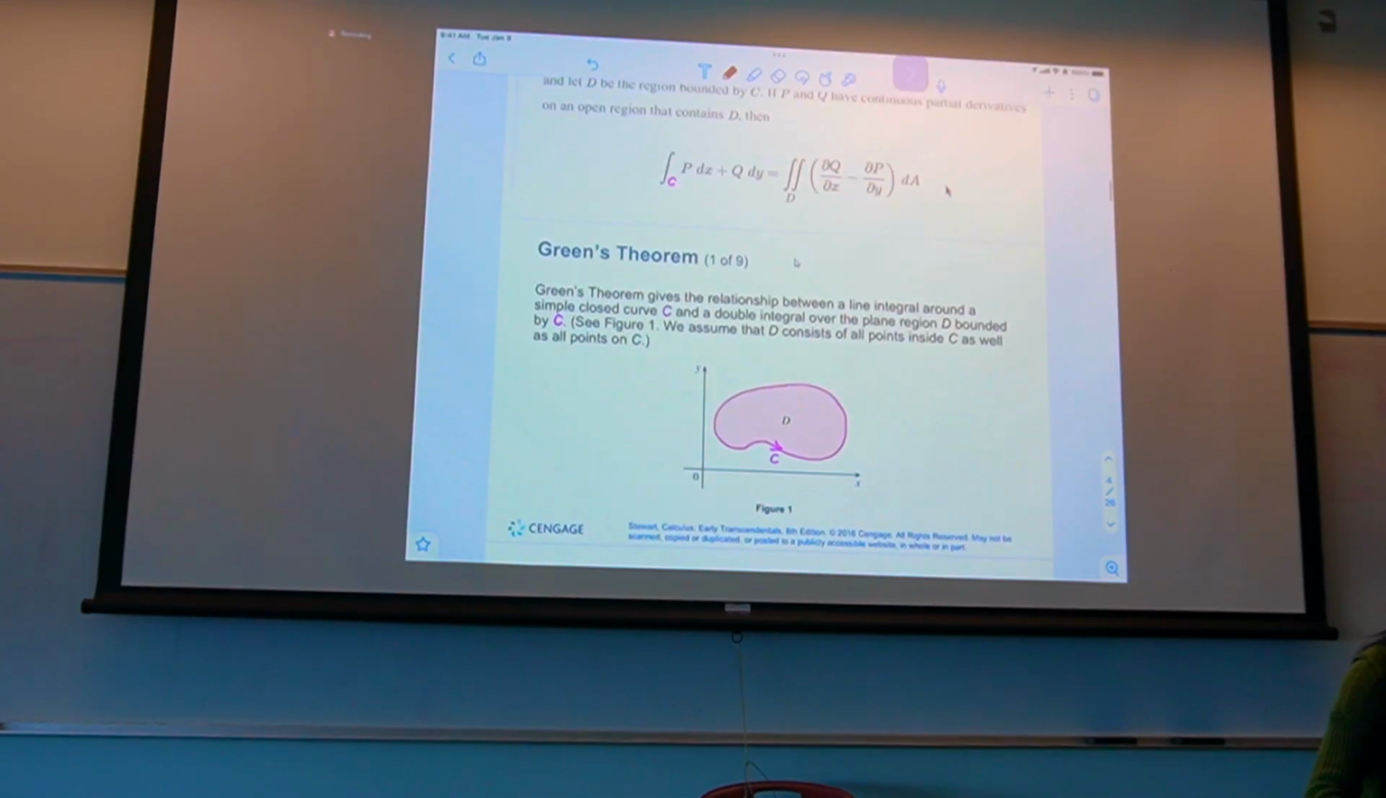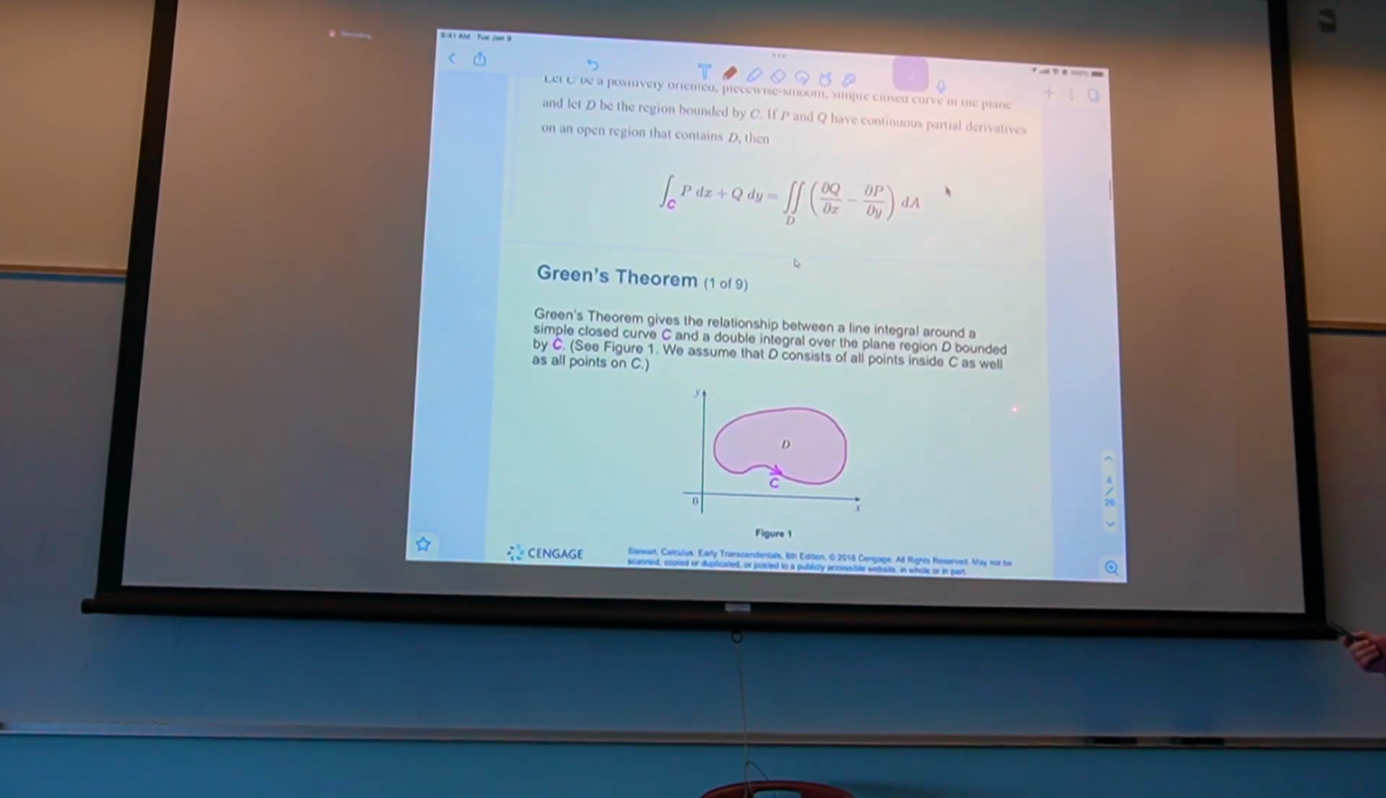Now, what does Green's theorem do? It gives a relation between this line integral along a simple closed curve, which is the C here, and this double integral over the plane region, over the D. And the D here is bounded by this C over here. All right, so we have this.